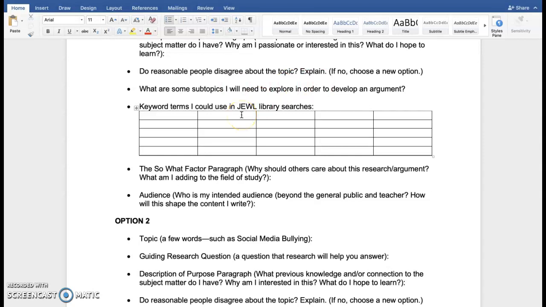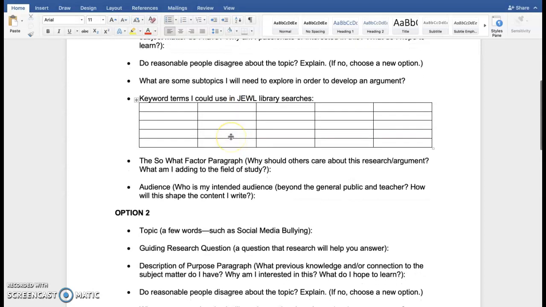So what are some subtopics? Okay, in other words, what are the topics I need to explore in order to prove my thesis, so to speak? Your keyword terms, you don't have to fill in all of these boxes, but boy, oh boy, if you only put 3, you're going to be in trouble.